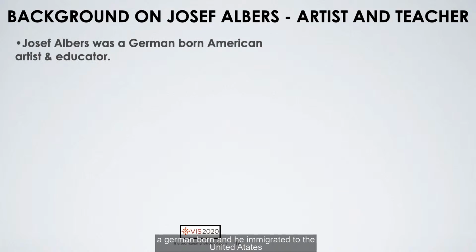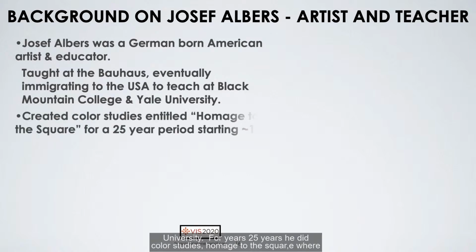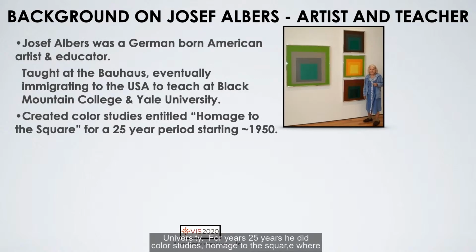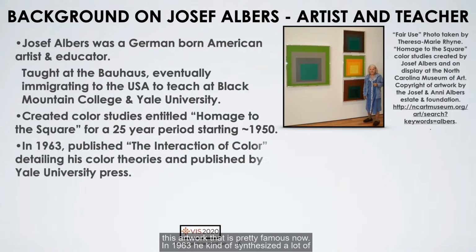Albers, German born, immigrated to the United States due primarily to World War II. When he got to the United States, he taught at Black Mountain College and eventually Yale University. For 25 years he did color studies, Homage to the Square, where he embedded various squares of different colors inside of each other. And many of you have probably seen this artwork that is pretty famous now.